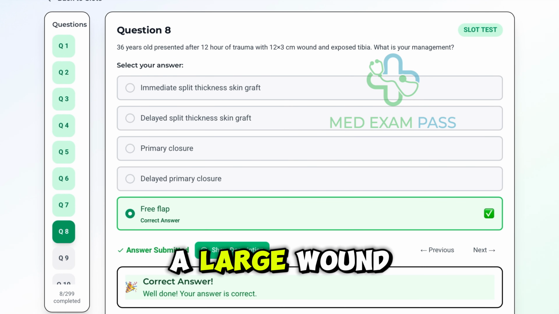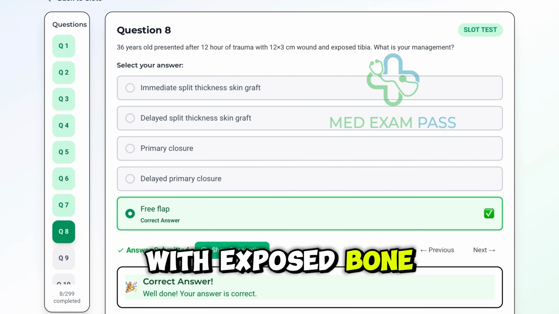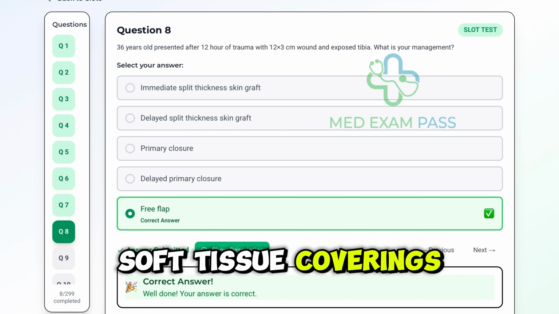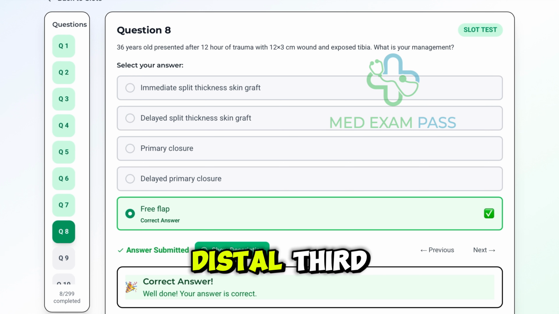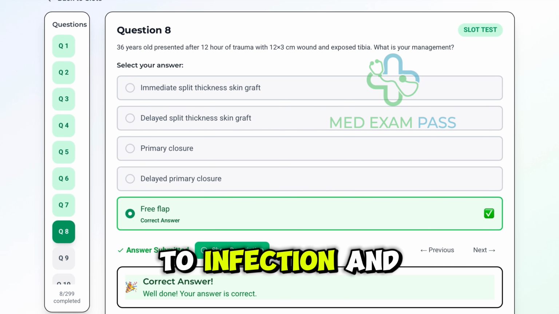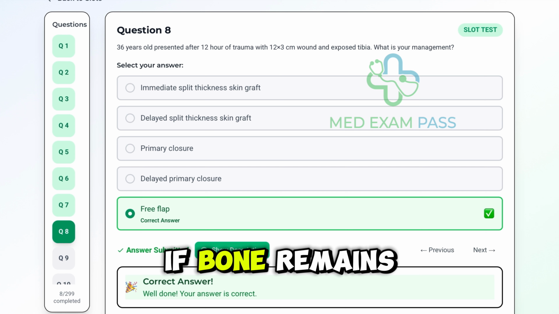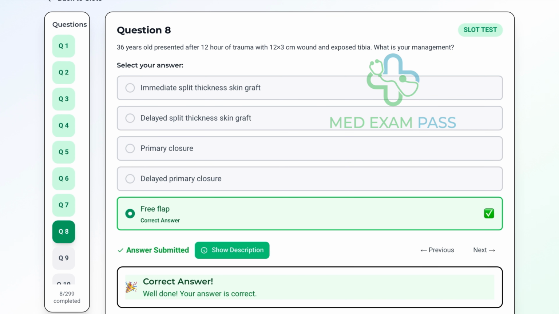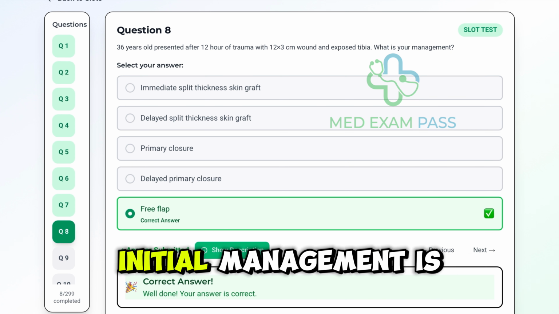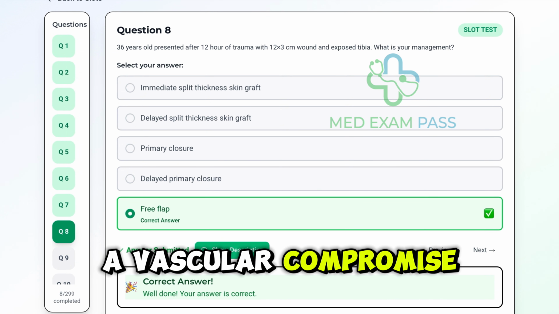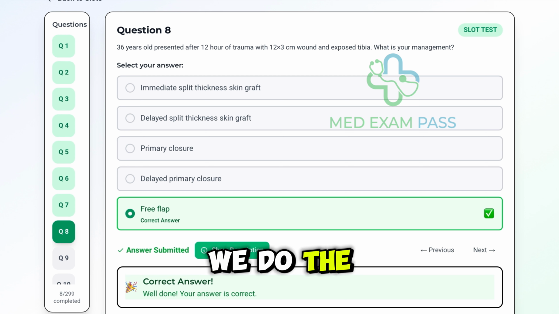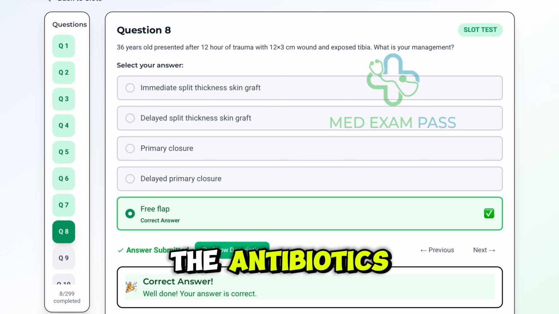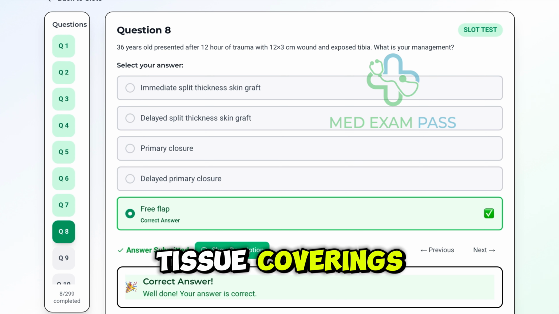A large wound with exposed bone requires vascularized soft tissue coverage. The tibia has minimal soft tissue coverage, especially in the distal third, making it vulnerable to infection and non-union if bone remains exposed. So what is the principal management? Initial management is to check for vascular compromise, compartment syndrome, and associated fracture, then the debridement. We do the irrigation, do the debridement, then we give the antibiotic, then the soft tissue coverage.